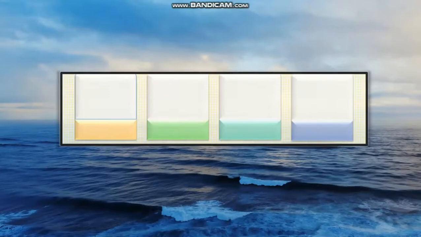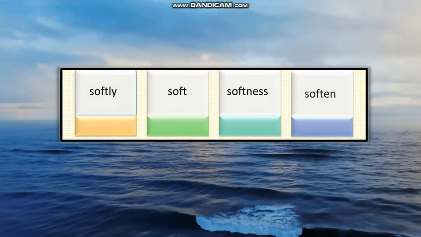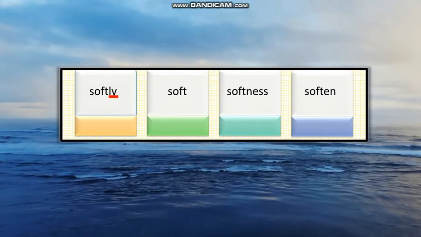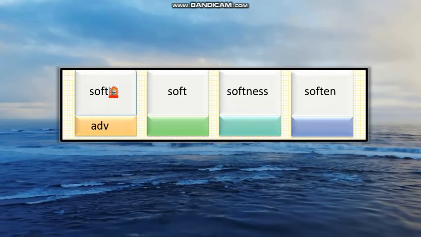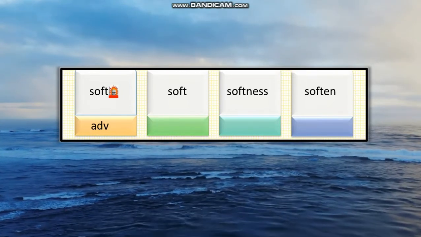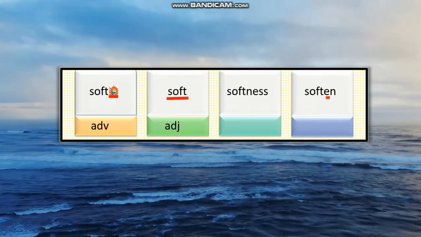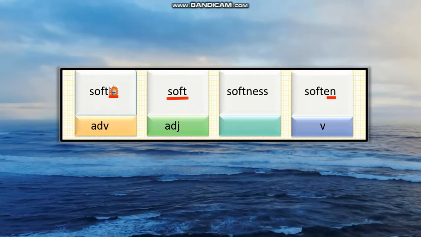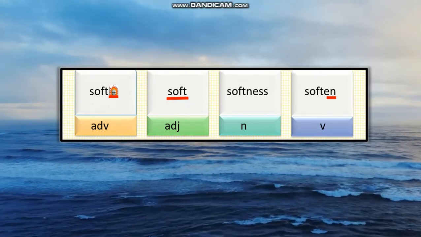Softly. Soft. Softness. Soften. Softly ends with ly, so it's an adverb. By removing the ly, the word formed is an adjective, which is soft. Soften ends with en, so it's a verb. The last part of speech is a noun, which is softness. It ends with ness.